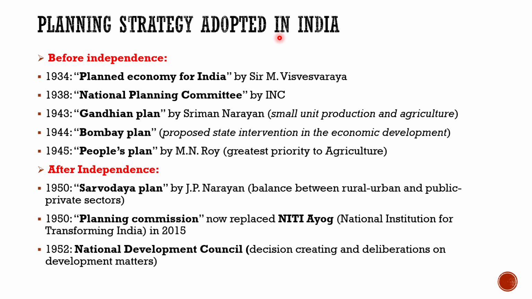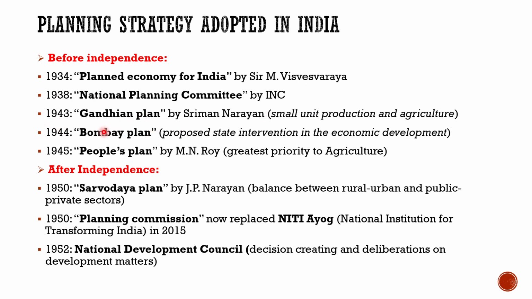Planning strategy adopted in India, we can divide it in two parts: before independence and after independence. After independence, we can also part it before liberalization and post liberalization. So before independence, we have some clues about planning in India. First is in 1934, a book, Planned Economy for India, written by Sir M. Vishwesvaraya. In 1938, National Planning Committee was formed by Indian National Congress to make framework for planning in India.